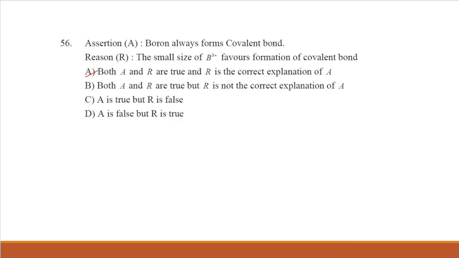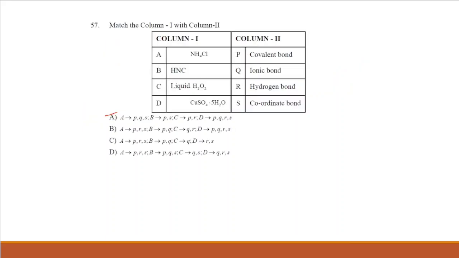That means almost all the first elements of the second period form covalent compounds. And hence both assertion and reason are true and R is the correct explanation of A. Now let's move to the next question.